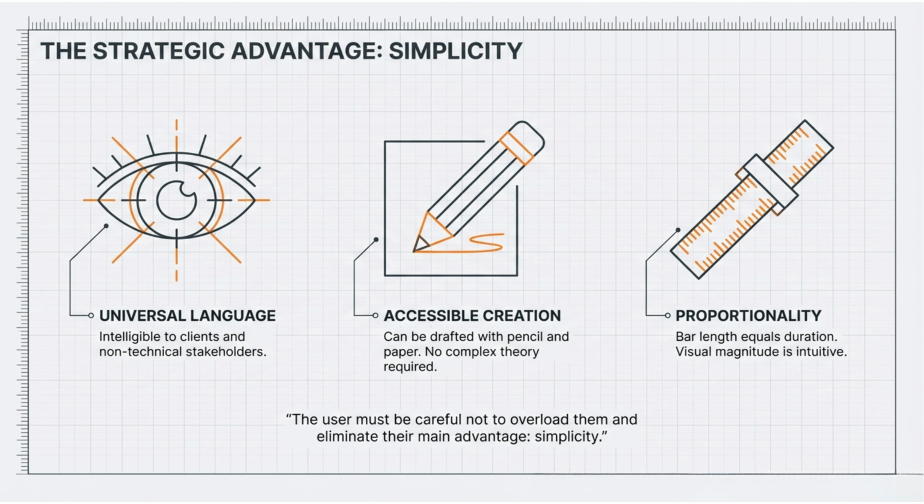Third, proportionality. Bar length equals duration. Your brain processes this instantly, without conscious thought. A bar that's twice as long represents twice the time. That visual intuition is built into your neurology. Complex logic networks don't give you this. Tables don't give you this. The Gantt chart gives you this for free.